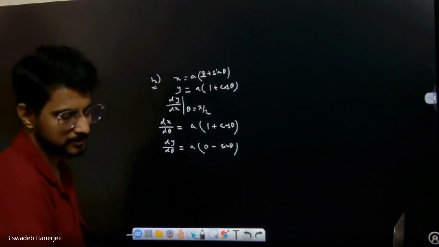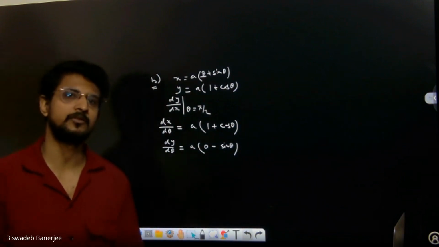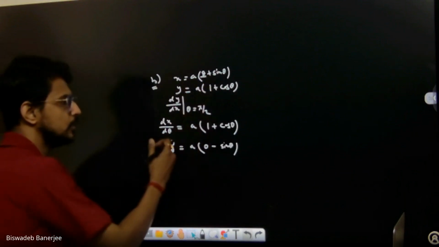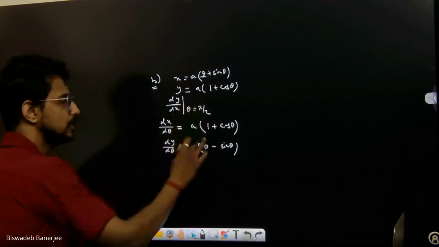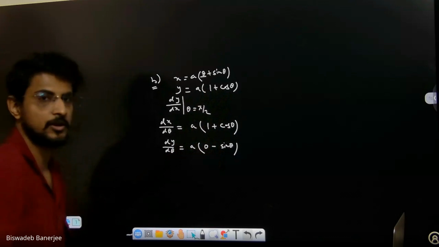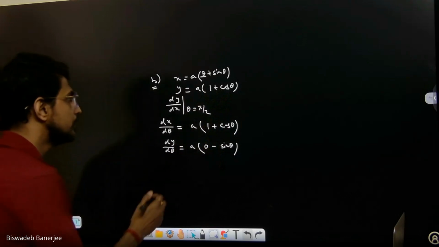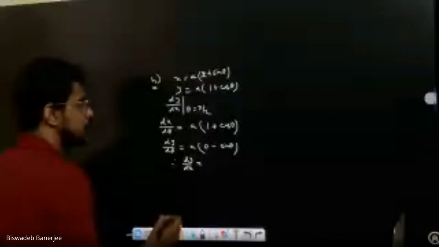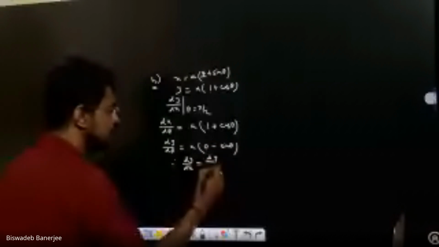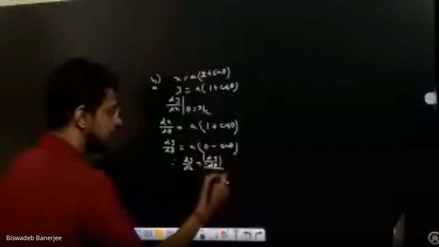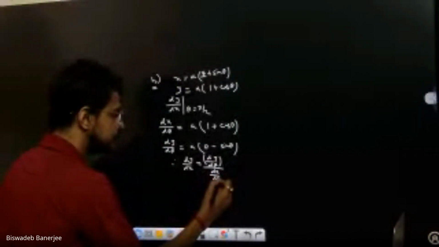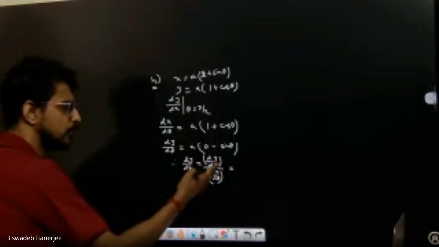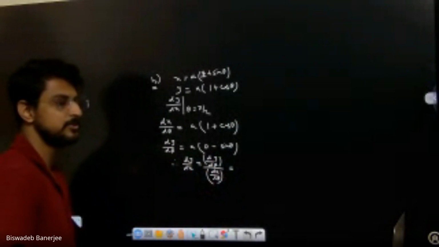Basic differentiation. So dx by d theta is a into 1 plus cos theta, and dy by d theta is a into minus sine theta, since the derivative of 1 is 0 and the derivative of cos theta is minus sine theta. Therefore, dy by dx is dy by d theta divided by dx by d theta. This is the basic formula for dy by dx from HS.